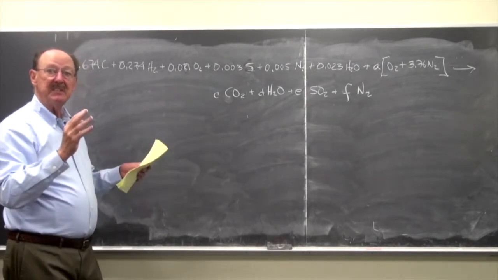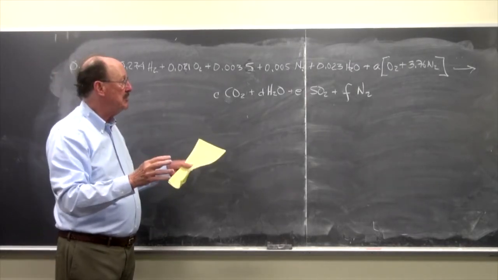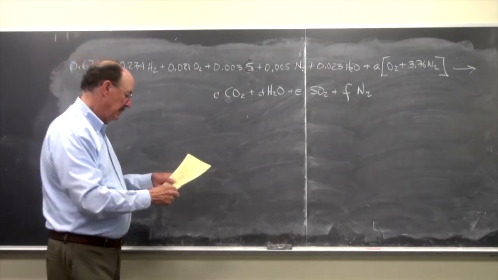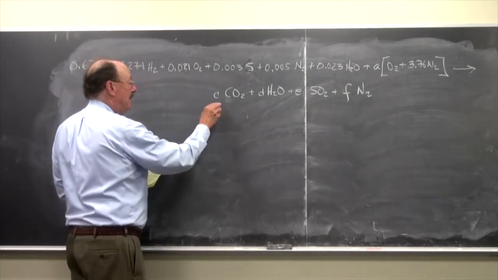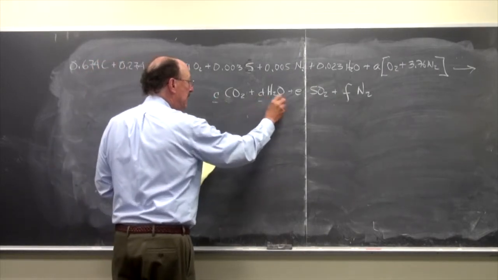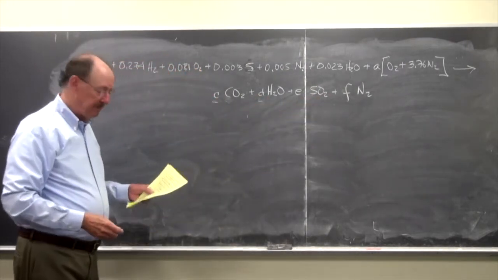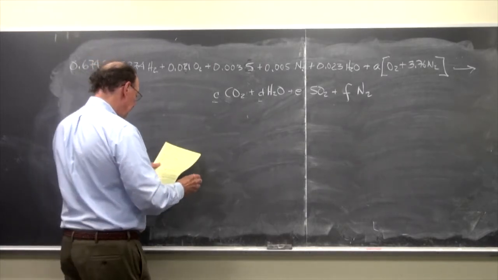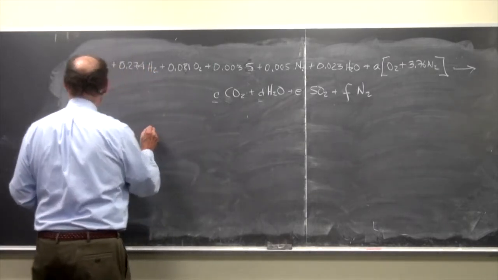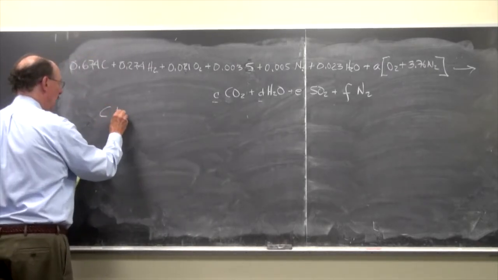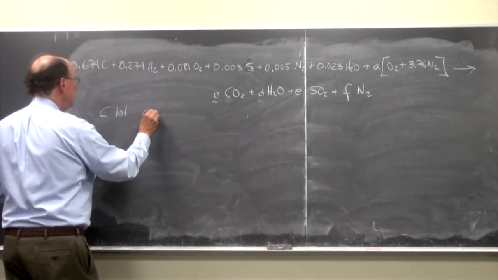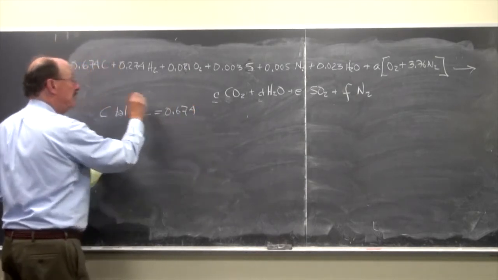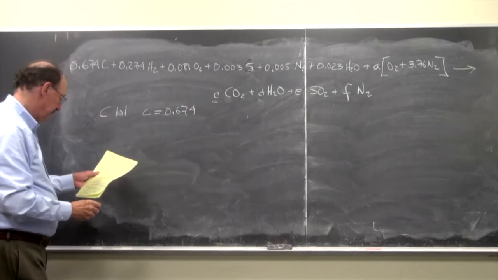And now we go through the same process for complete combustion of balancing what's on the left and what's on the right. We have the unknowns here, so I don't know what C, D, E, and F are, and we'll find those out. We're doing this for 100% theoretical air. So we have the carbon balance, and I see that C is equal to 0.674. It's the only carbon in the equation.